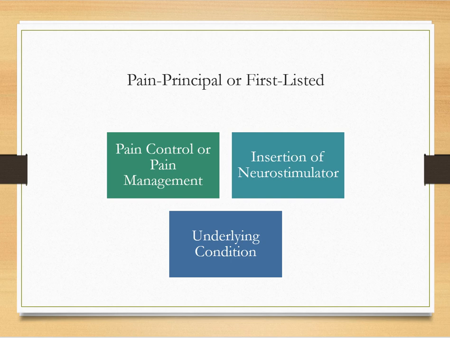In those situations when the patient is admitted for insertion of a neural stimulator for pain control, the pain is going to be listed as principal or first listed. Principal is for inpatient settings, and first listed is when you're outpatient or coding for the provider. Now, when the admission or encounter is for a procedure that focuses on the underlying condition and the neural stimulator is inserted for pain control during that same admission, a code for the underlying condition should be assigned as principal, and then your pain code is going to be second.